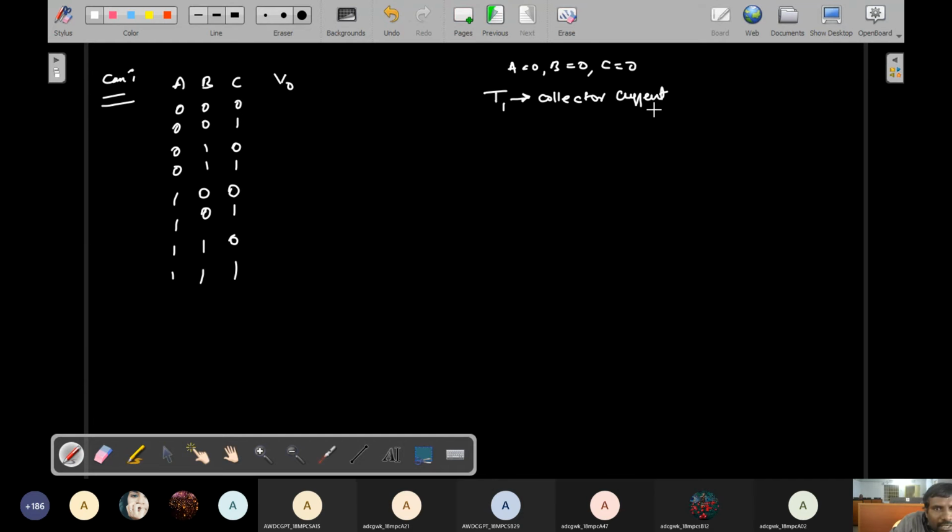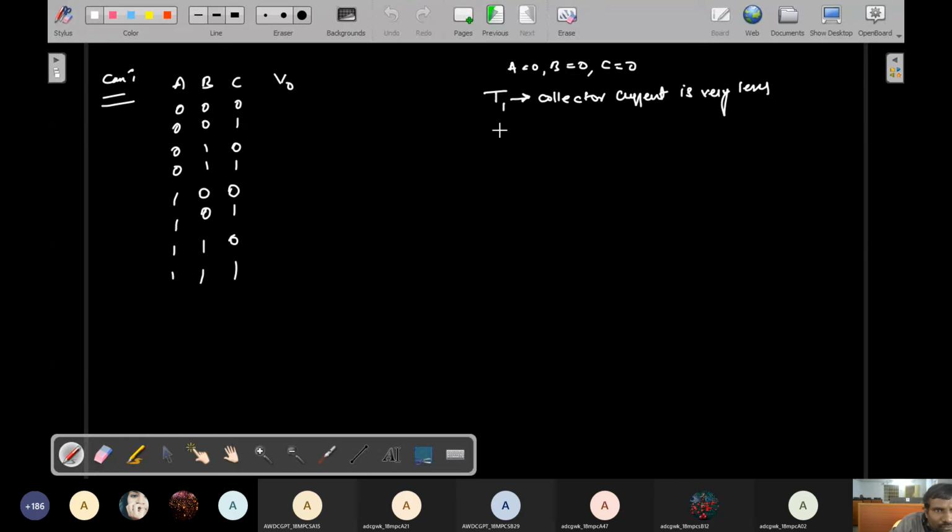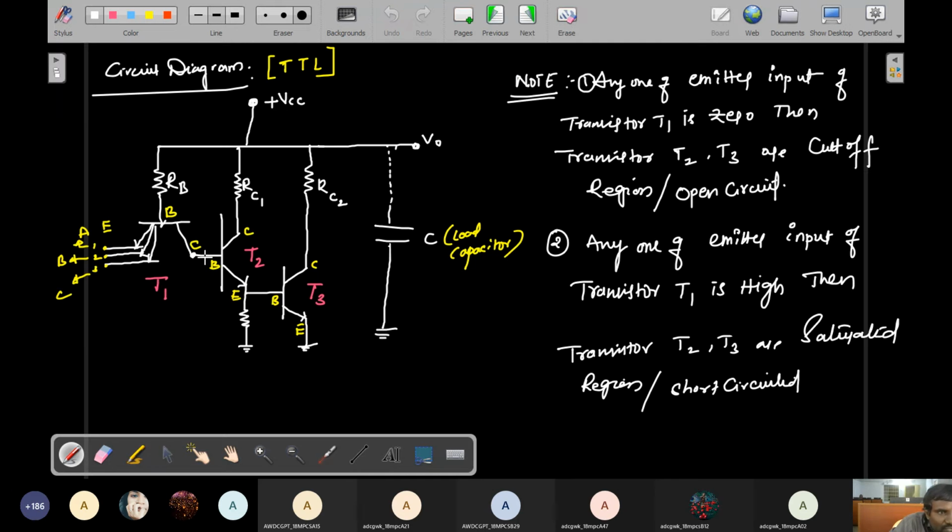So collector current is very less. Collector current is very less, and it is directly connected to which terminal? The base of the second transistor. Understand? So therefore, the second transistor's base takes a low signal. Why? Because the collector current is very less. The collector current of the first transistor is directly connected to the base of the second transistor.